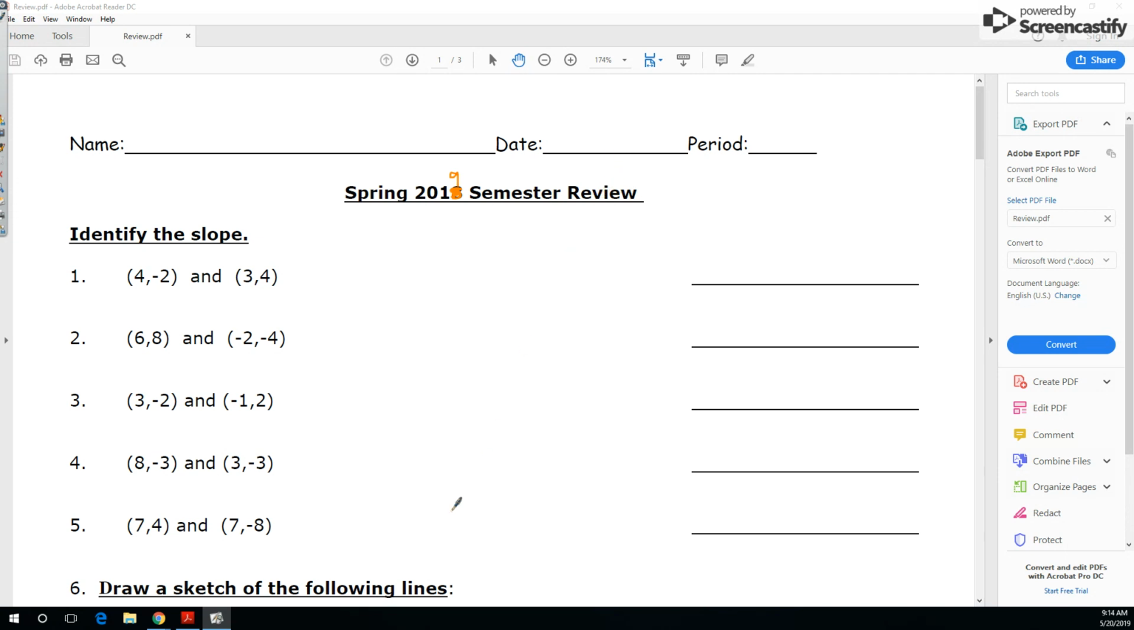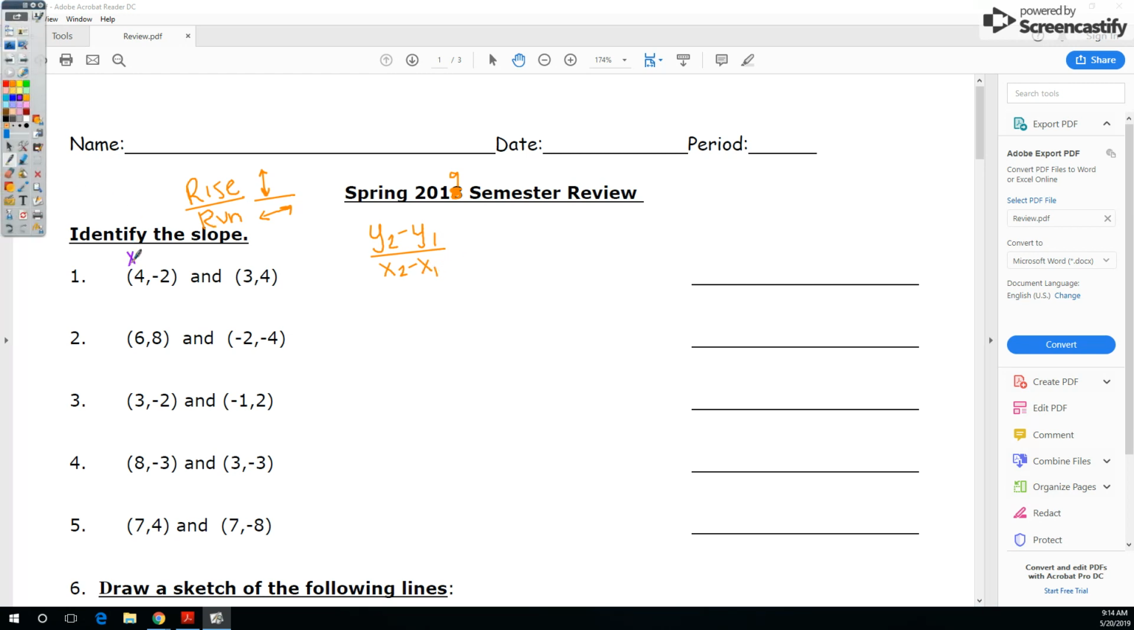Everything that is on here is stuff that you just learned and practiced on your project. So, first is identify the slope. Slope we know is rise over run. It's how much we're going up and down divided by how much we're going side to side. So, our formula is y2 minus y1 over x2 minus x1.